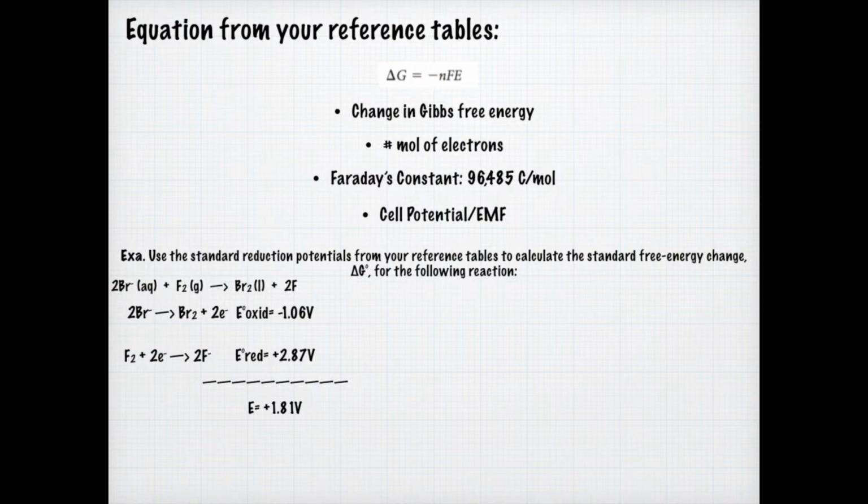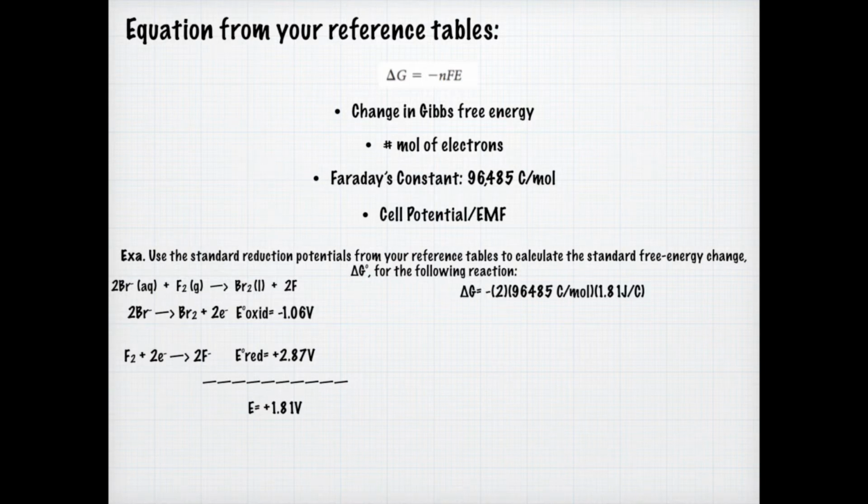I don't know my delta G, that's what I'm solving for. I know that my number of moles of electrons is 2, because I've got 2 electrons for each of these. 2 are going to be removed, 2 are going to be accepted. So 2 electrons. I know my Faraday's constant, because that's given to me. And then I know my cell potential now, which is positive 1.81 volts. So I can plug this in.